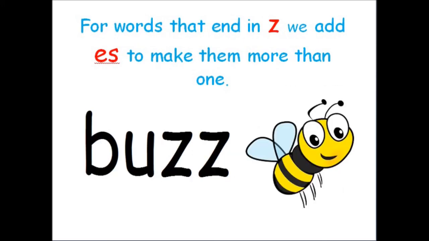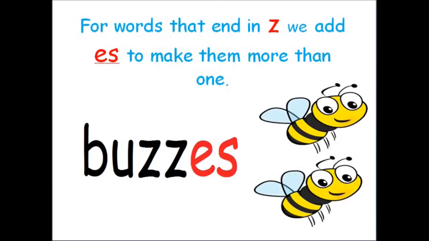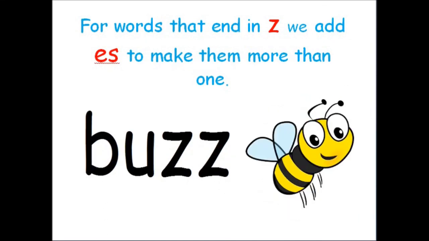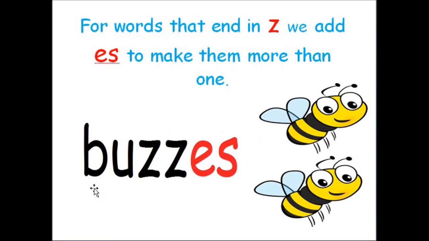Now here, children, we see a word that ends with letter Z. And for words that end in Z, we also add ES to show more than one. This is the word buzz. So this one bee is just doing one buzz. If there were many bees and there was a lot of buzzing happening, we would say buzzes. And to make the word buzz more than one, we add ES at the end of the word because it has letter Z. Buzzes.